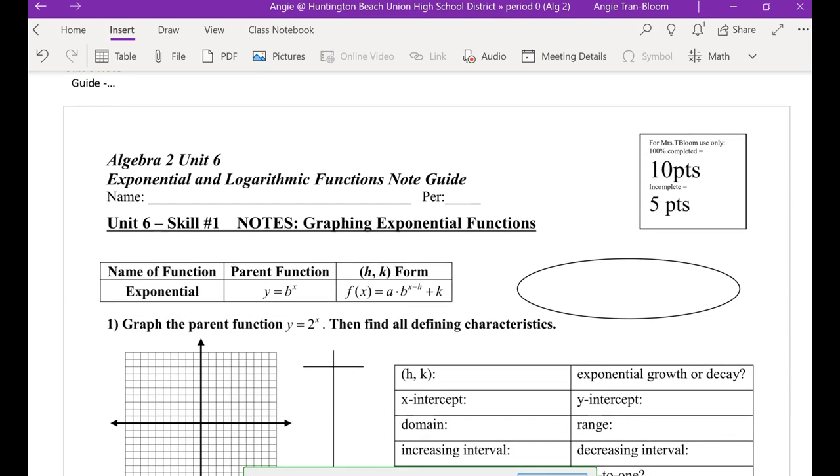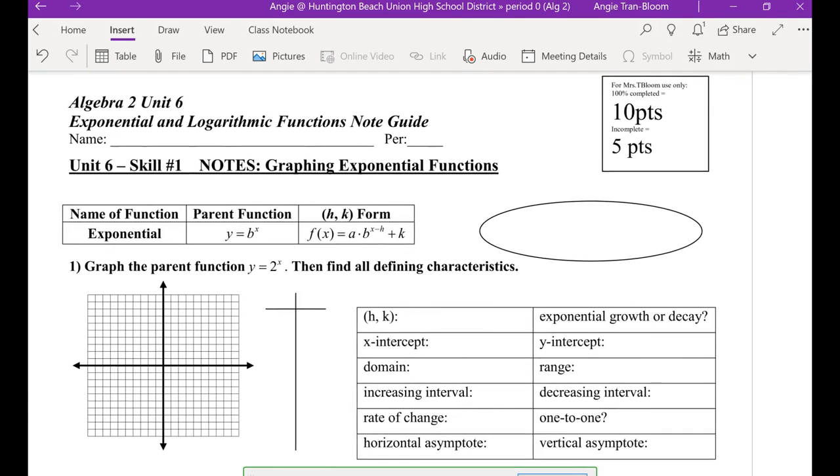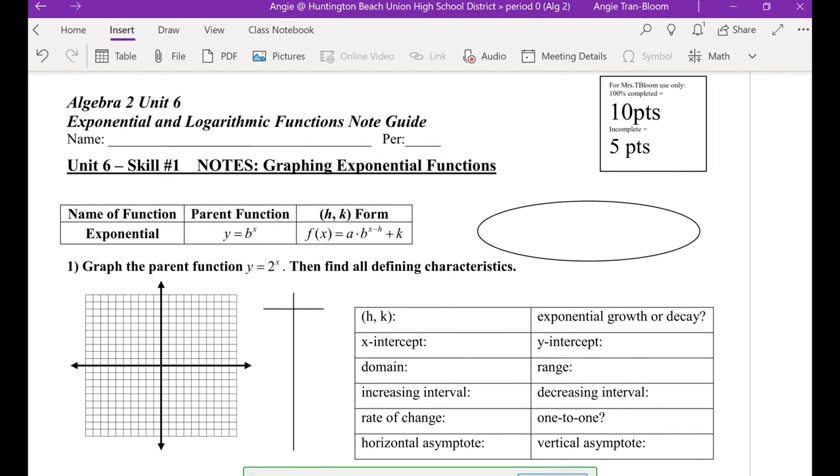All right, here is Unit 6. This is our last unit, okay? This will take us about 5 to 6 weeks, minimum 5. About 6 is really where we're heading.